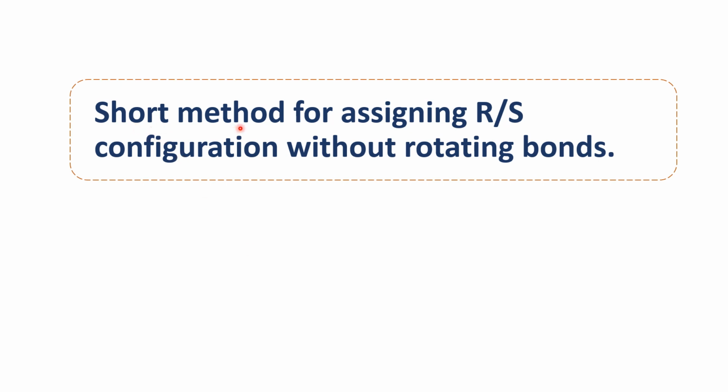Hello friends, today we are discussing Short's method for assigning RS configuration without rotating a covalent bond. There are different methods available on YouTube to assign the RS configuration, but in all of those methods we have to rotate the covalent bond. This is the only method where we don't have to rotate any bond while assigning RS configuration.